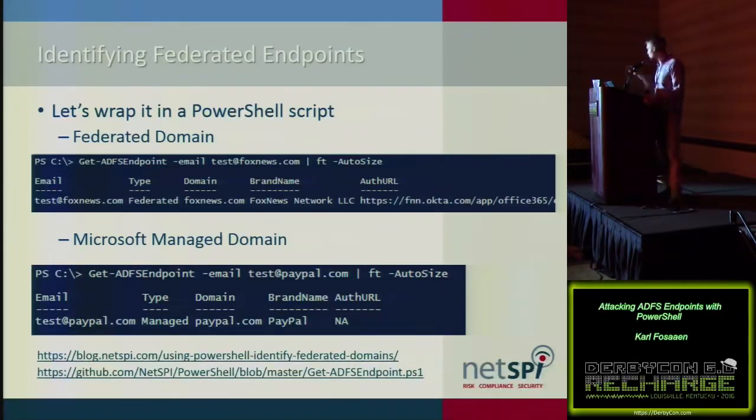So I actually do have a link for the PowerShell script as well as the blog about this, but basically you give it an email. You could just give it a domain. I'm probably going to change that because it's simpler. But it goes and does the submission for you, parses all that JSON and puts it out to a table. So in this case, we can see at Fox News, they're using Okta as their IDP. We can see brand name, federation kind of info. PayPal, we can see it's managed.